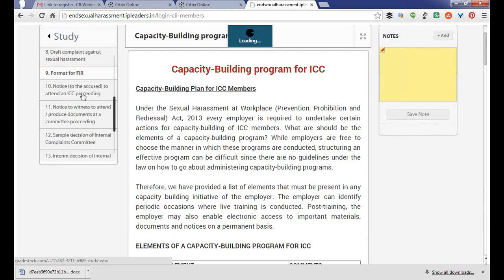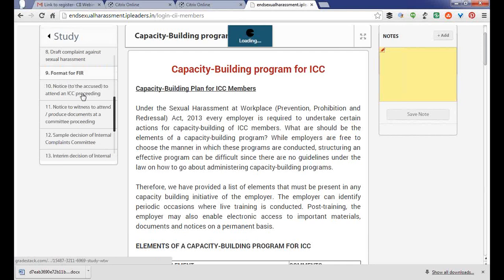I will quickly show how to log in. This is available on the MyCII link. Mitali will be sharing the link and the details through an email later on, I believe. So members can log in.